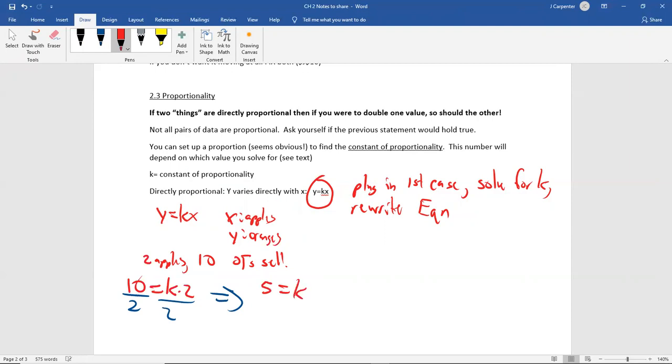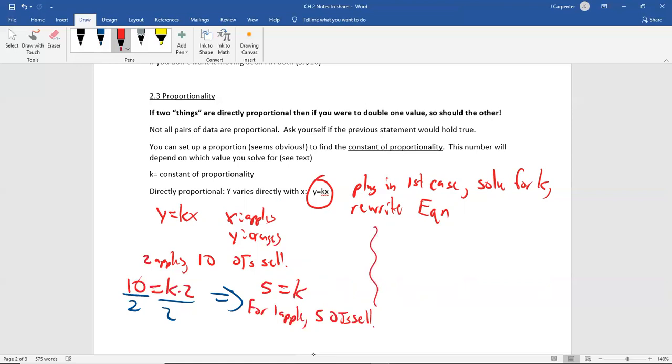That says for every 1 apple, 5 oranges sell. Now, it's not the other way around. It's not for every 1 orange, 5 apples sell. That wouldn't make sense because it was 2 apples to 10 oranges. So you've got to make sure that you make that statement in the appropriate order.